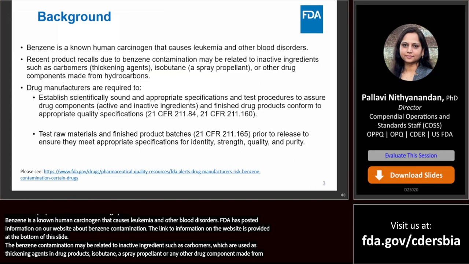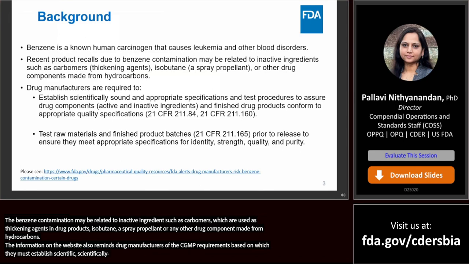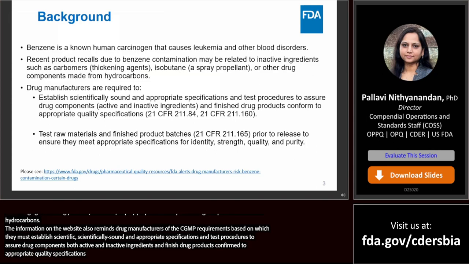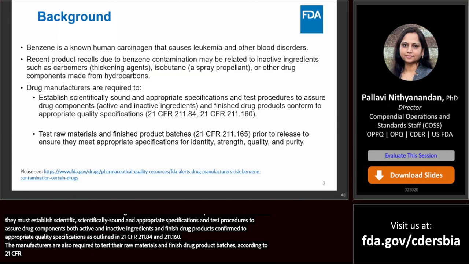The information on the website also reminds drug manufacturers of the cGMP requirements based on which they must establish scientifically sound and appropriate specifications and test procedures to assure drug components, both active and inactive ingredients, and finished drug products conform to appropriate quality specifications as outlined in 21 CFR 211.84 and 211.160. The manufacturers are also required to test their raw materials and finished drug product batches according to 21 CFR 165 prior to release to ensure that they meet appropriate specifications for identity, strength, quality, and purity.